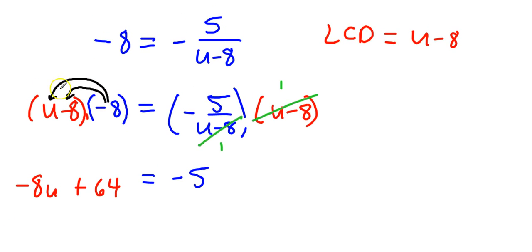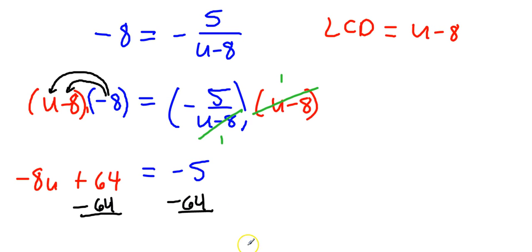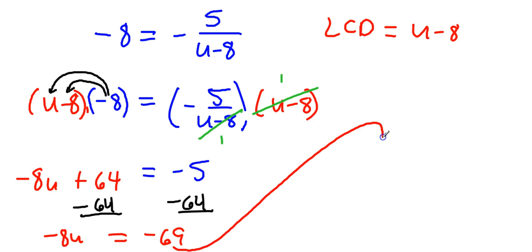Okay, so once you've done the distributive property, you've already got the u's by itself here, so let's get rid of the 64. So that would leave you with a negative 8u equal to a negative 69.